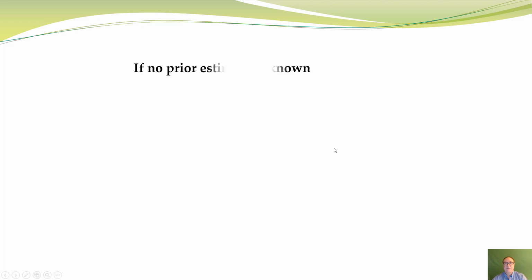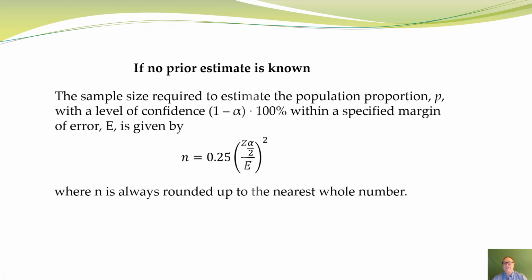All right, now, if no prior estimate is known, we're going to use what we just talked about, the worst case scenario, 0.25. So now we're going to replace p-hat times 1 minus p-hat with the worst case scenario, 0.25. So now N is 0.25 times the critical value divided by E quantity squared, and round up to the nearest whole number. So if you know a prior estimate, you're going to use p-hat times 1 minus p-hat. If you have no prior estimate, you're going to use 0.25, the worst case scenario.